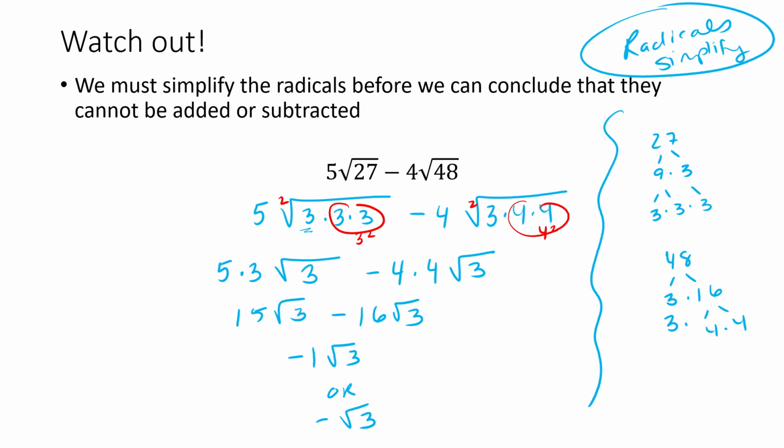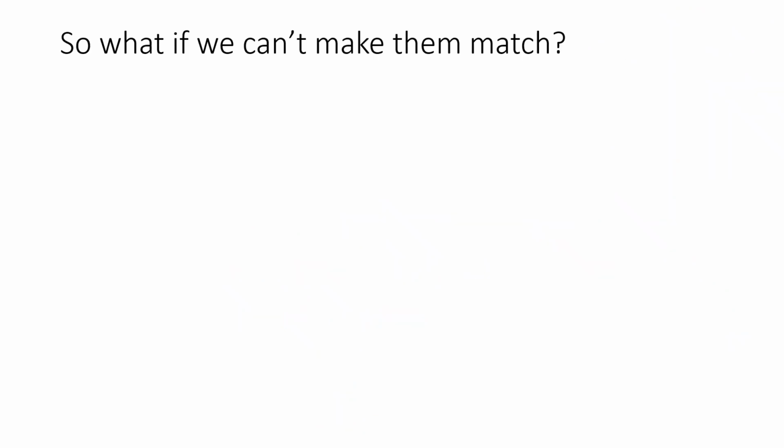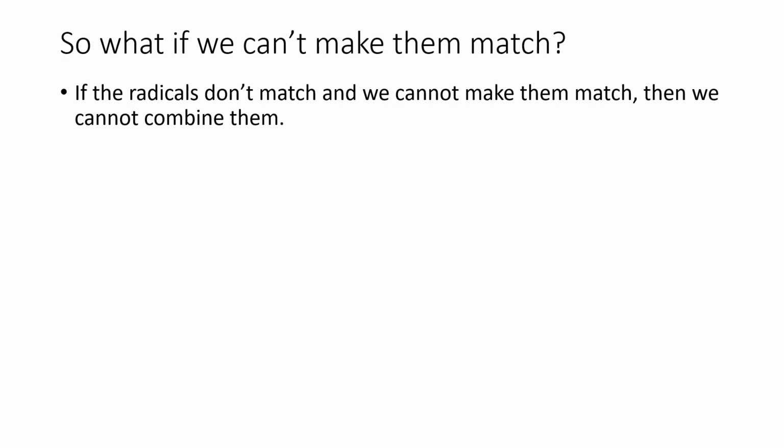All right. One last little detail. So what if we can't make them match? Okay. So we've got matching radicals, or we have things that aren't matching, but we simplify them, then they match. What if we can't make them match? What if we go through the simplification process and we still have unlike radicals? If the radicals don't match and we cannot make them match, then we cannot combine them.